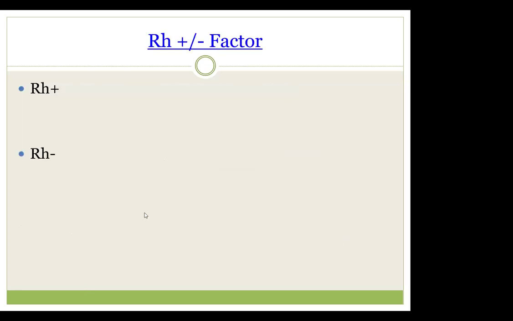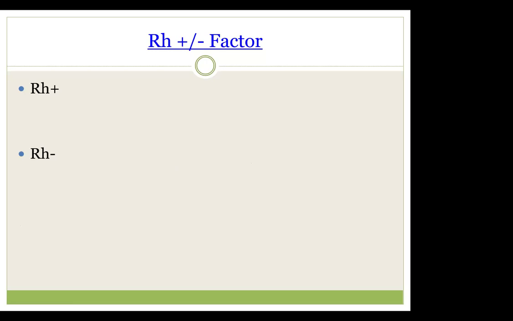We're going to talk a little bit about Rh positive and negative factor, or rhesus factor. Rhesus factor indicates the presence or absence of the rhesus protein on the surface of your red blood cell. You have all taken anatomy and physiology, and most of you did this in high school science class. Everybody has either a positive or negative Rh factor on their blood type.